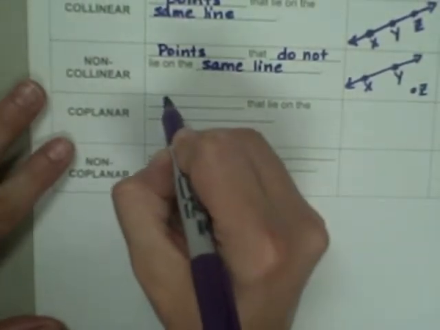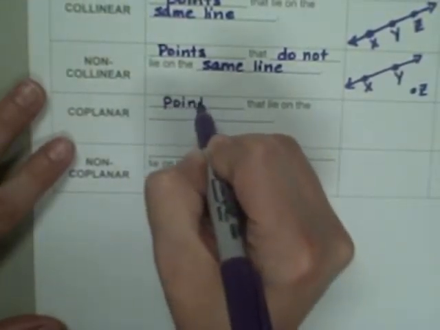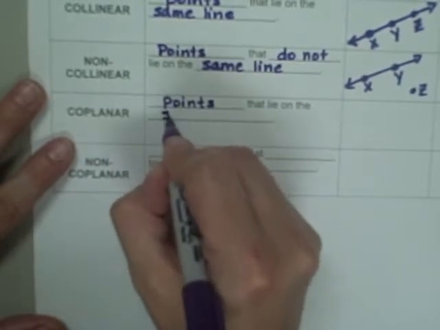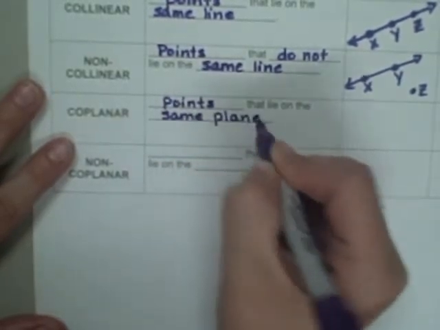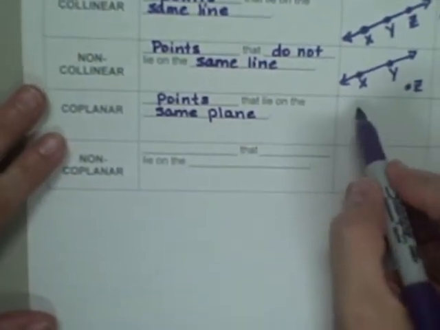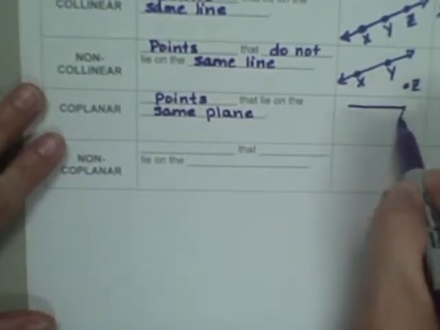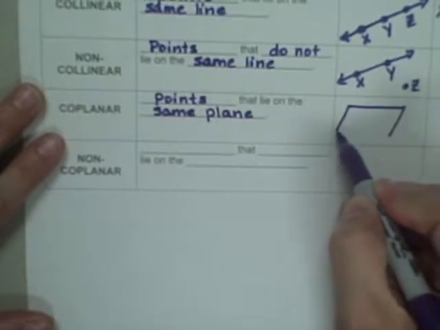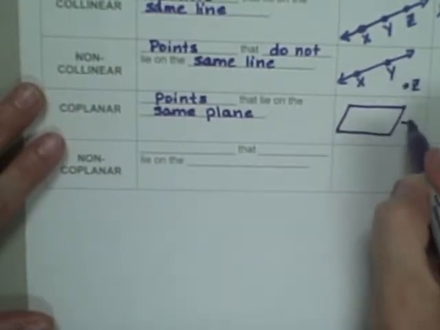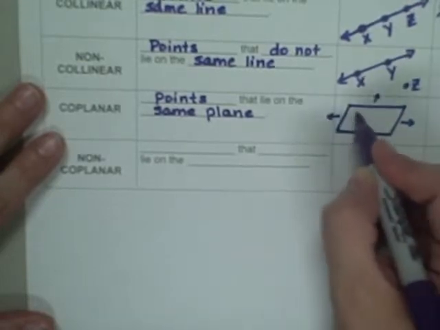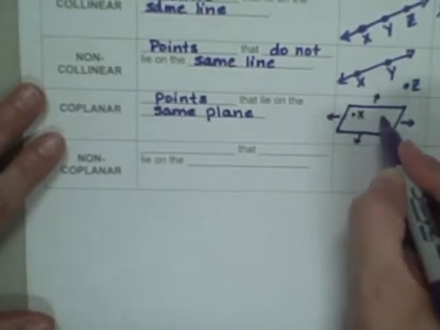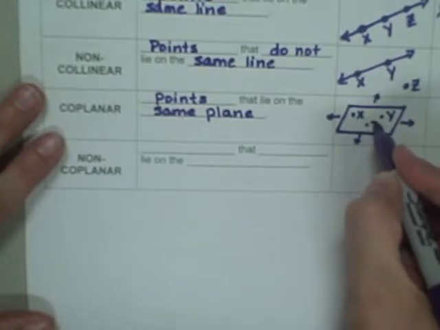Coplanar are points that lie on the same plane. We draw our plane, again like a parallelogram. And we have some points that are inside.